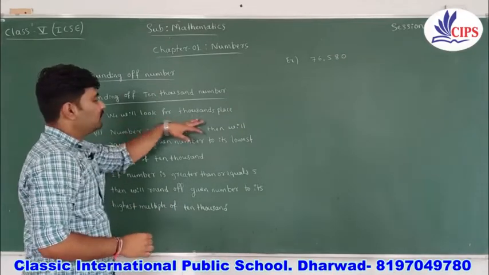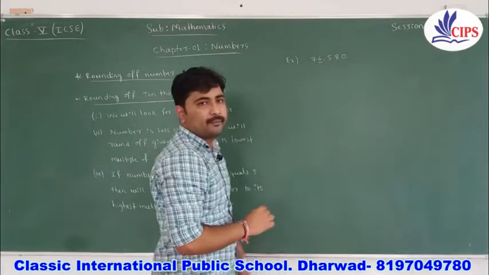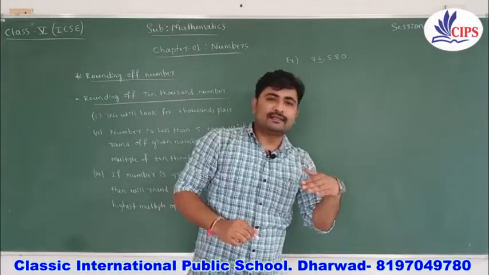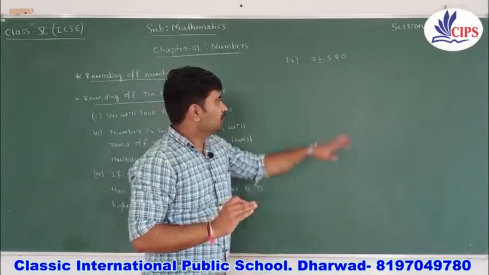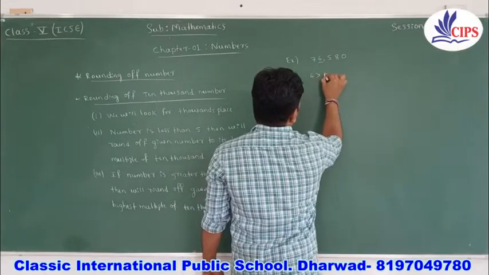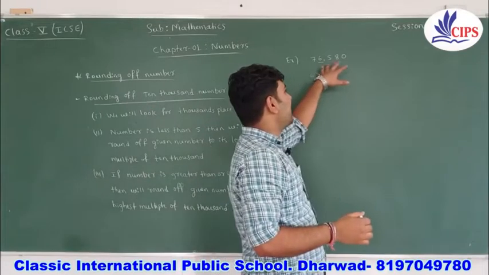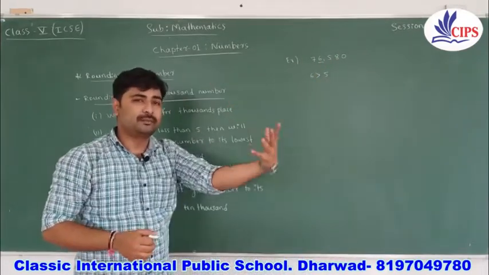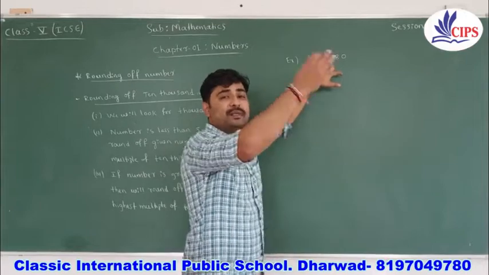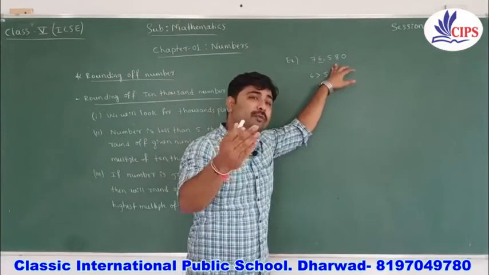I'm going to look for thousands place. I'm not only going to look, I'm going to mark. This is my thousand place number. Since this is the thousand place number, I must check whether this number is less than 5 or greater than or equal to 5. Of course, 6 is obviously greater than 5. Yes or no? Clearly, 6 is greater than 5. If 6 is greater than 5, then this entire number will become the next multiple of 10,000. Here 10,000 in the sense, that is 70,000, next 10,000 place will be obviously 80,000, right?